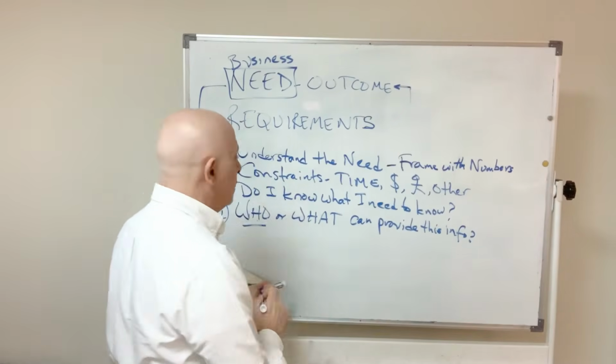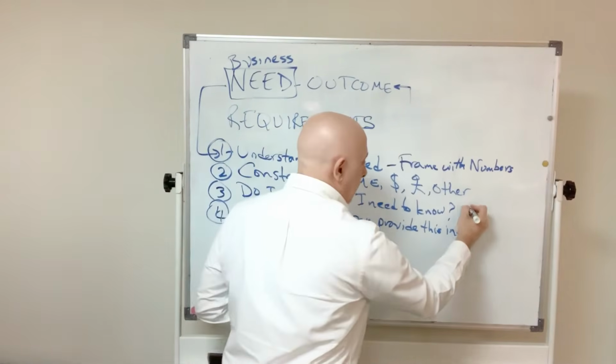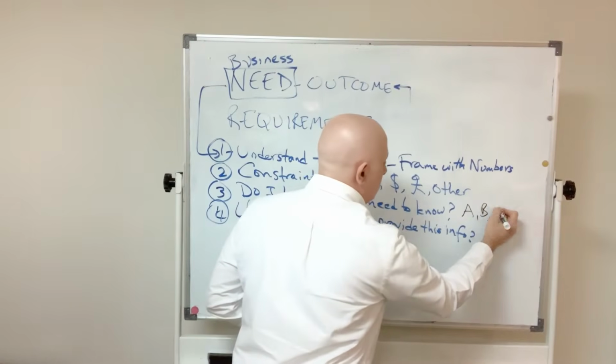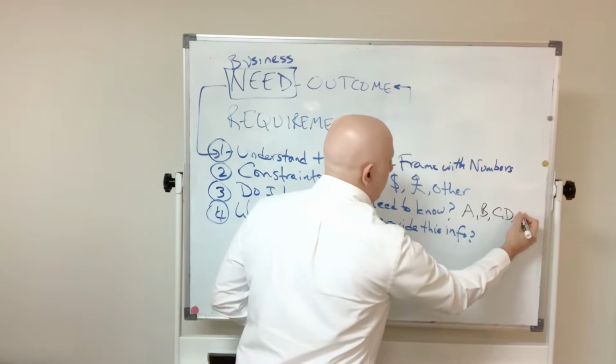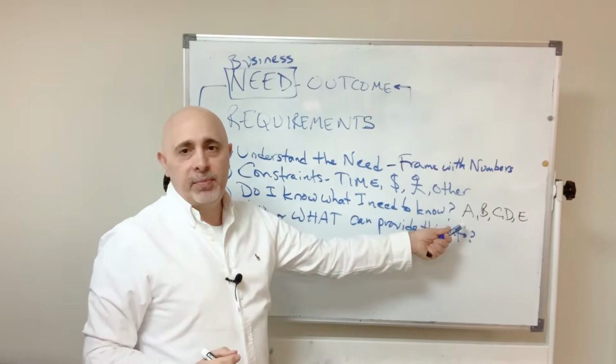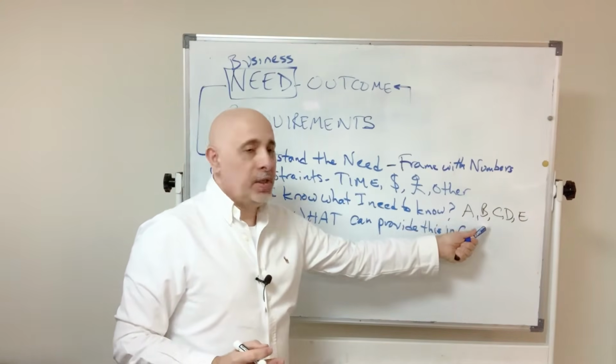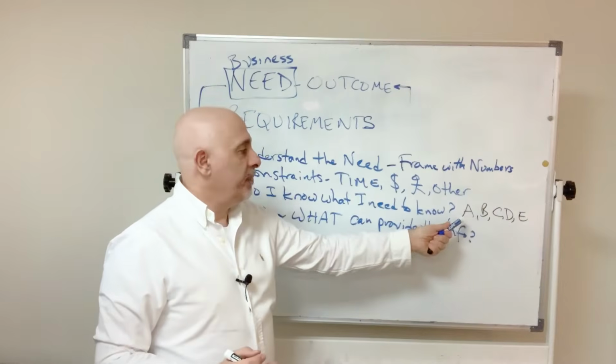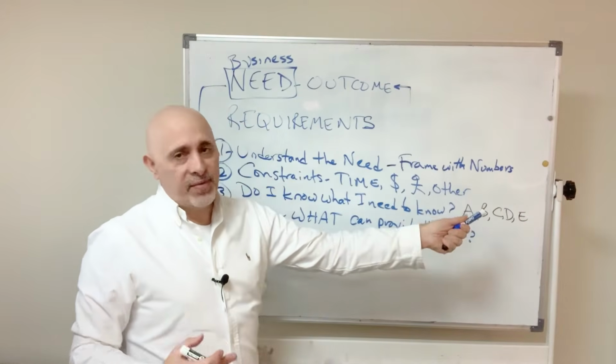Let's say you needed to collect information A, B, C, D, and E. The question is, who provides me the information for A? Who provides me the information for B? And if it's not who, then what?